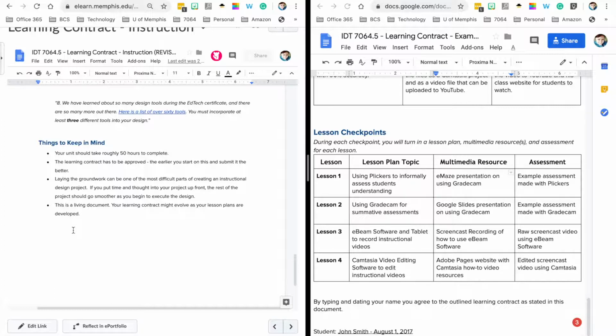This can be one of the most difficult parts of the project, where you're thinking ahead of time about what you are going to be doing. But having a good goal and an outline is going to help make the rest of the semester go much smoother. And this is a living document. It might change as you are writing your instruction and you realize, I'm not going to do this assessment, I'm going to do another type of assessment. And that's okay. Just make sure that everything gets approved and that you're in communication with me about it all.